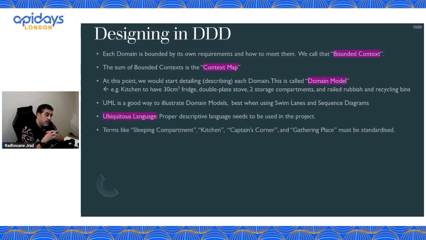Now, the ubiquitous language is very important. We have to speak the same language. So this is very important. If it's called gathering place, it should be called like this. So if I call the gathering place meeting place, you are forgiven to think it's a different place. It's something else, another domain. So the language has to be the same. Usually it's the business language that is replicated into the IT team. But sometimes it has its challenges.